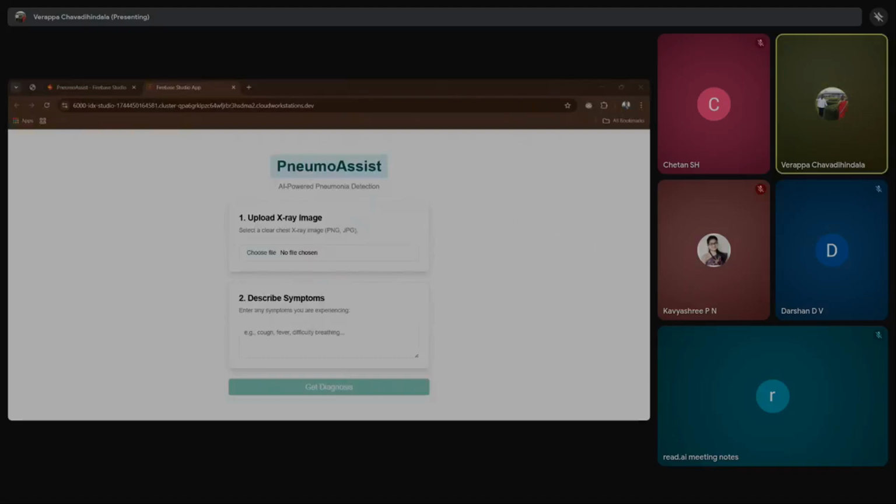So here is our project demo. So this is a front end.